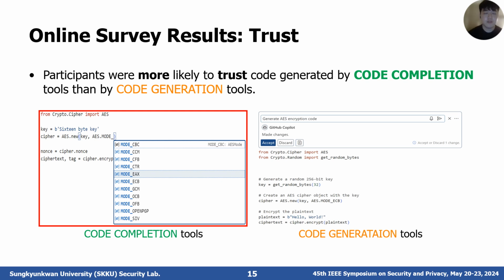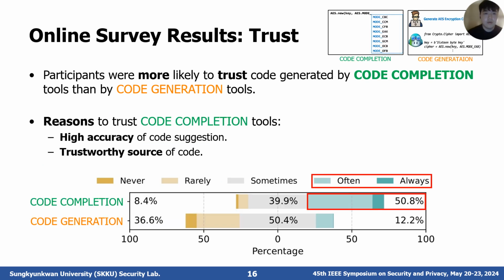Here is one of our key findings. We found that participants were more likely to trust code generated by code completion tools than by code generation tools. When we analyzed the reasons, we found that most of them believe code completion tools suggested highly accurate code sourced from trustworthy official API documents.